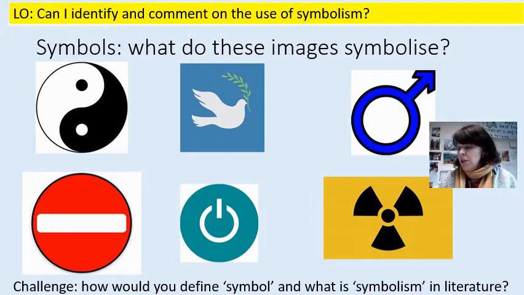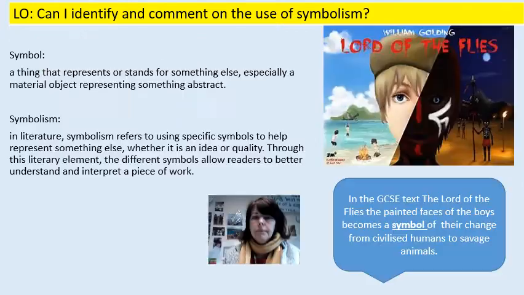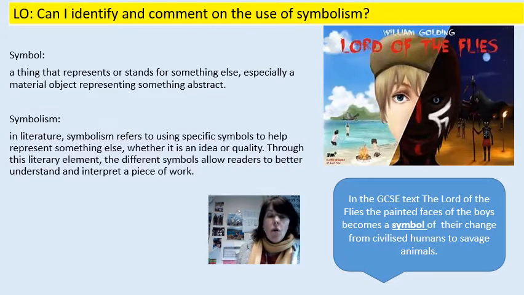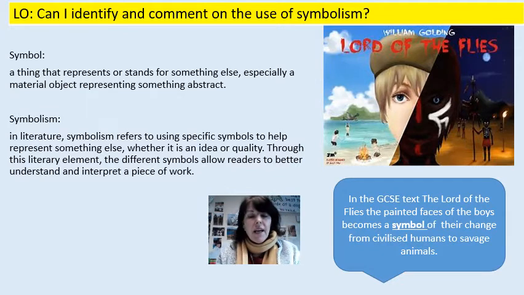And as a challenge, you could also attempt to define what the words symbol and symbolism mean, especially when you think about how we use that word when we're talking about novels and plays and books. So, a symbol is a thing that represents or stands for something else, especially a material object, a real solid thing, representing something abstract, something that's more of an idea or a concept.